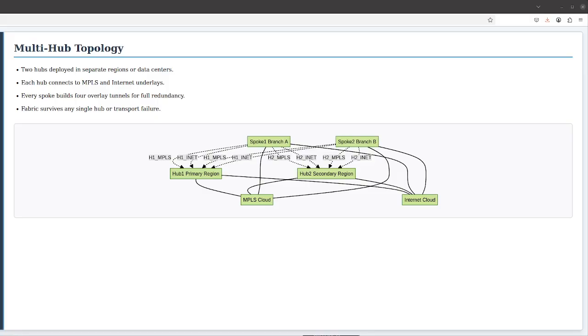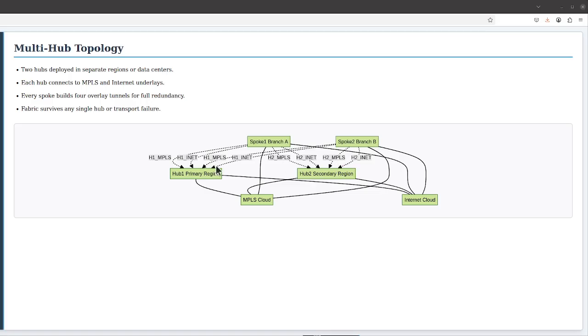Now look at the overlay tunnels. Spoke 1 builds an IPsec tunnel to Hub 1 over MPLS and a separate IPsec tunnel to Hub 1 over the Internet. It also builds an IPsec tunnel to Hub 2 over MPLS and an IPsec tunnel to Hub 2 over the Internet. That is 4 overlay tunnels from a single spoke, which is the defining characteristic of dual hub dual transport SD-WAN. Spoke 2 follows the identical pattern, building its own 4 overlays to the same hubs.